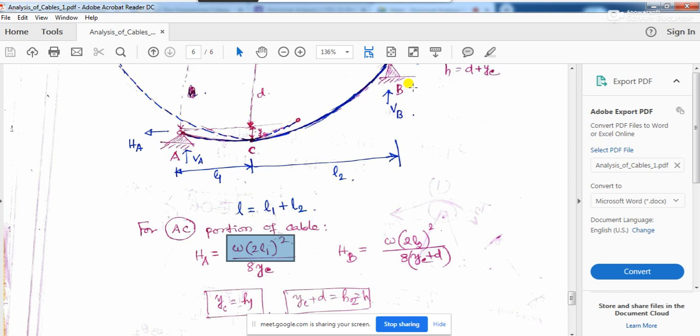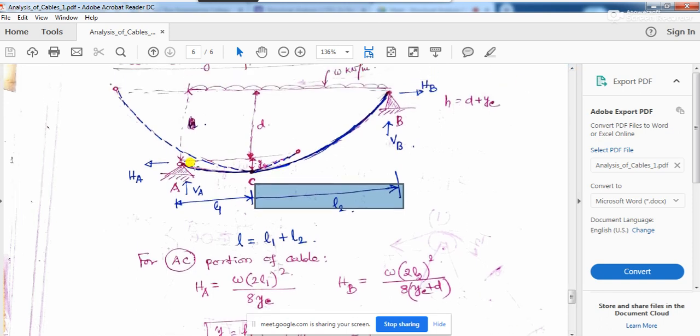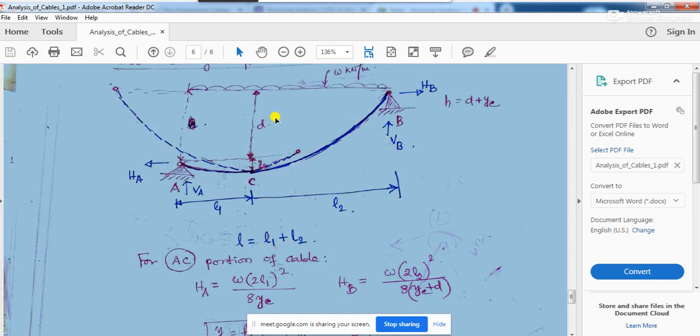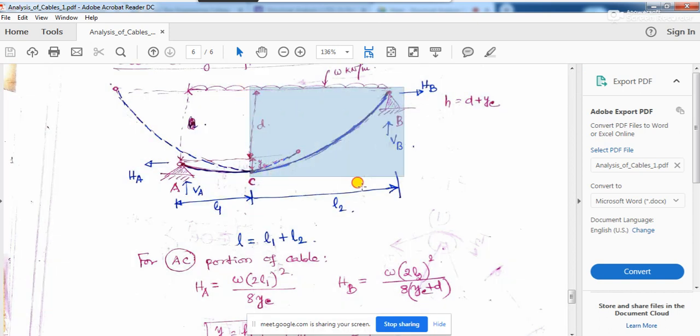And what will be my HB? HB I will be writing W into 2L2 squared. From here to here it is L2. So if I take a complete round of this parabola, what will be the horizontal force? The horizontal force is going to be W into 2L2 squared by 8 into yc plus D. For this portion of the cable, how much is the depth? The depth is yc plus D.